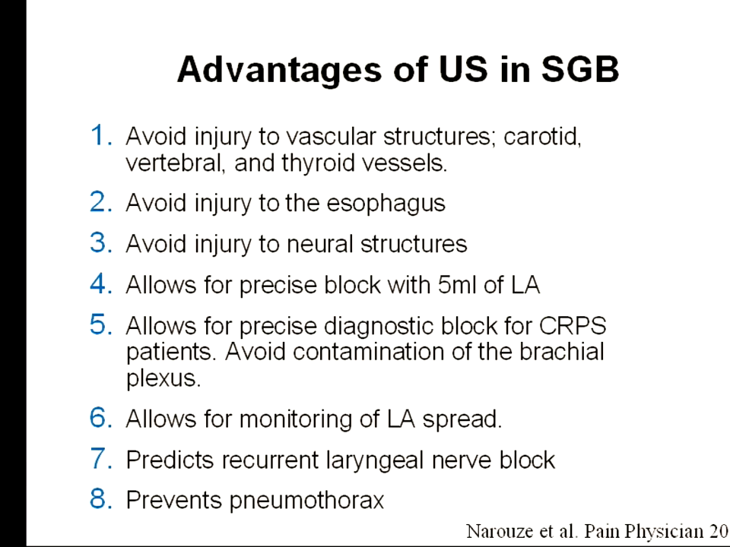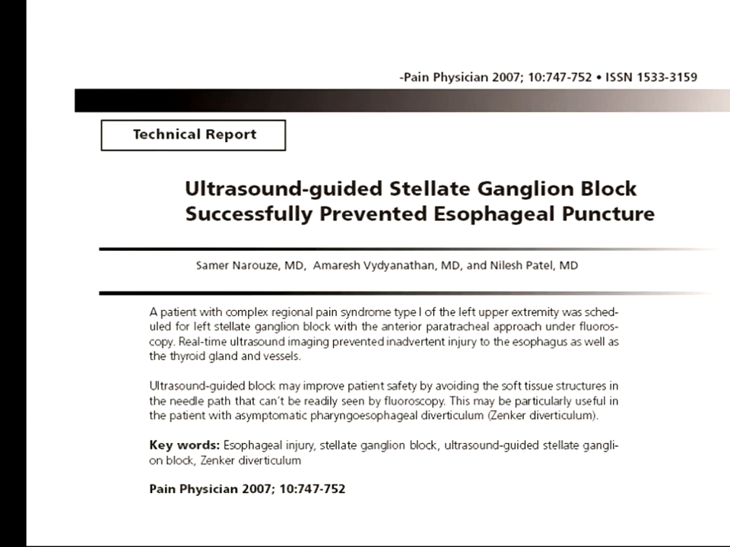The more important thing is that we do a good block, precise block, specific block, very selective block. We do these blocks mainly as a diagnostic test to rule out sympathetically mediated or maintained pain, CRPS. So I want to make sure when I'm numbing something, I'm numbing the sympathetic chain. So we can monitor the spread of the local anesthetic, and we can avoid most of the complications.